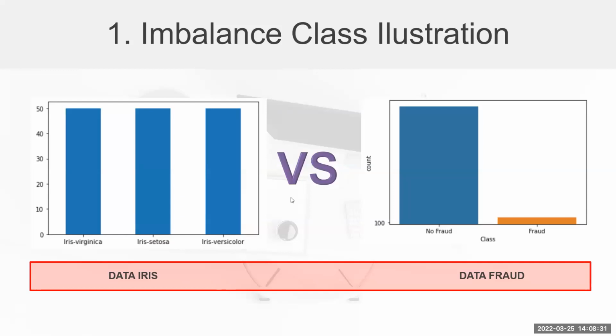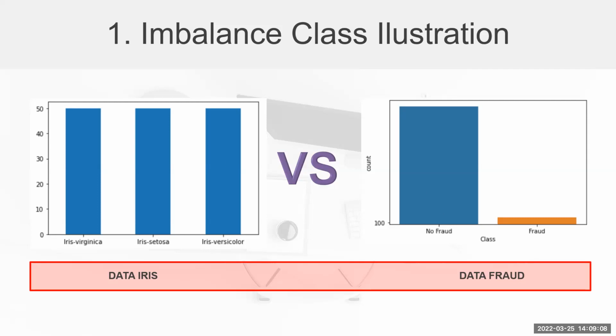From the figure, we can see on the left side the iris data. We can see that the distribution of the 3 classes is in balance. For the species Iris virginica, there are 50 data. Iris setosa also 50 data, and lastly Iris versicolor also 50 data. I think this is no problem. There is no issue on the left side.